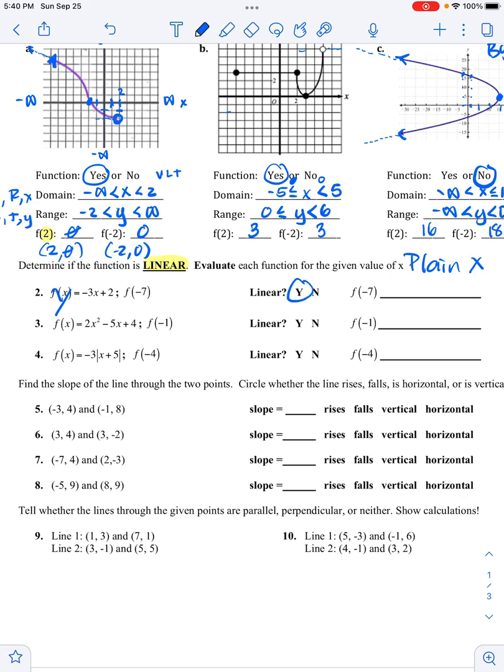This one has an x squared, you can see right here. So that's going to be a no. And this one has these weird absolute value bars in it. So that's not going to generate a line. And so therefore that is not going to be a linear graph.